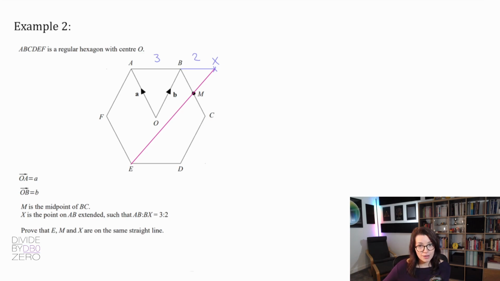We could start by looking at vector EX. So how do we get from E to X? Let's have a look. EX. We can't go directly along this orange path because there's not enough information. So there's got to be a way of going round.